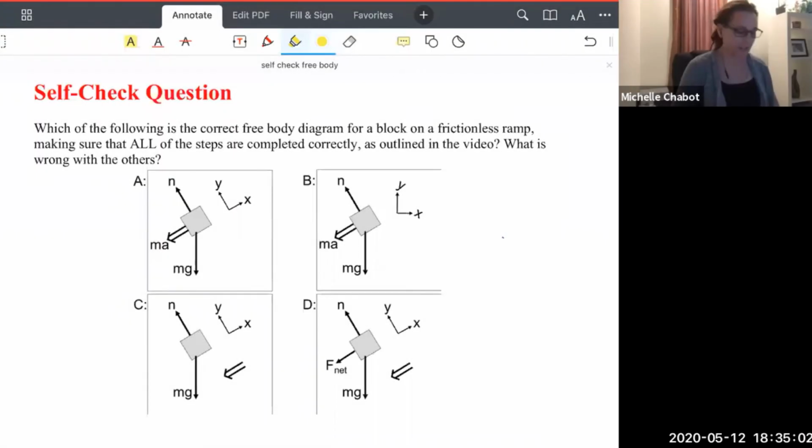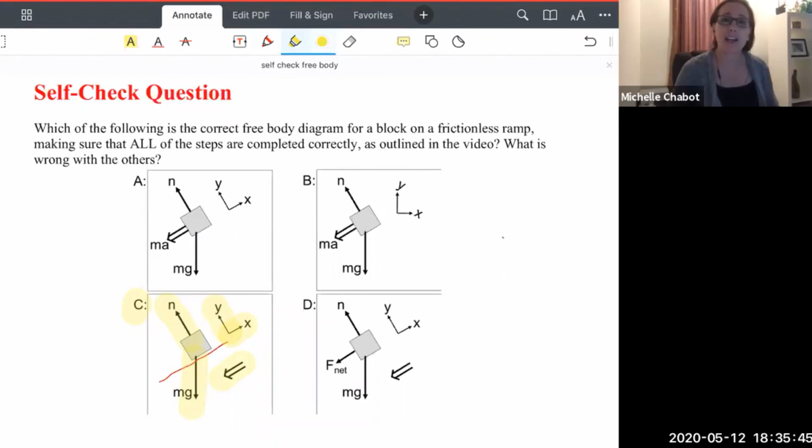So the correct answer is in fact C, and that's because it has a normal force that is perpendicular to the ramp. So the case here, we would have, say, an object on a ramp like this. The normal force is perpendicular. It would have a force of gravity, the weight, which points directly towards the center of the earth. It also has the axes, and the axes are tilted so that one axis is parallel to the direction of motion. This is very important, so that we have our acceleration only along one axis. And then also we have drawn the acceleration near but not on our diagram.